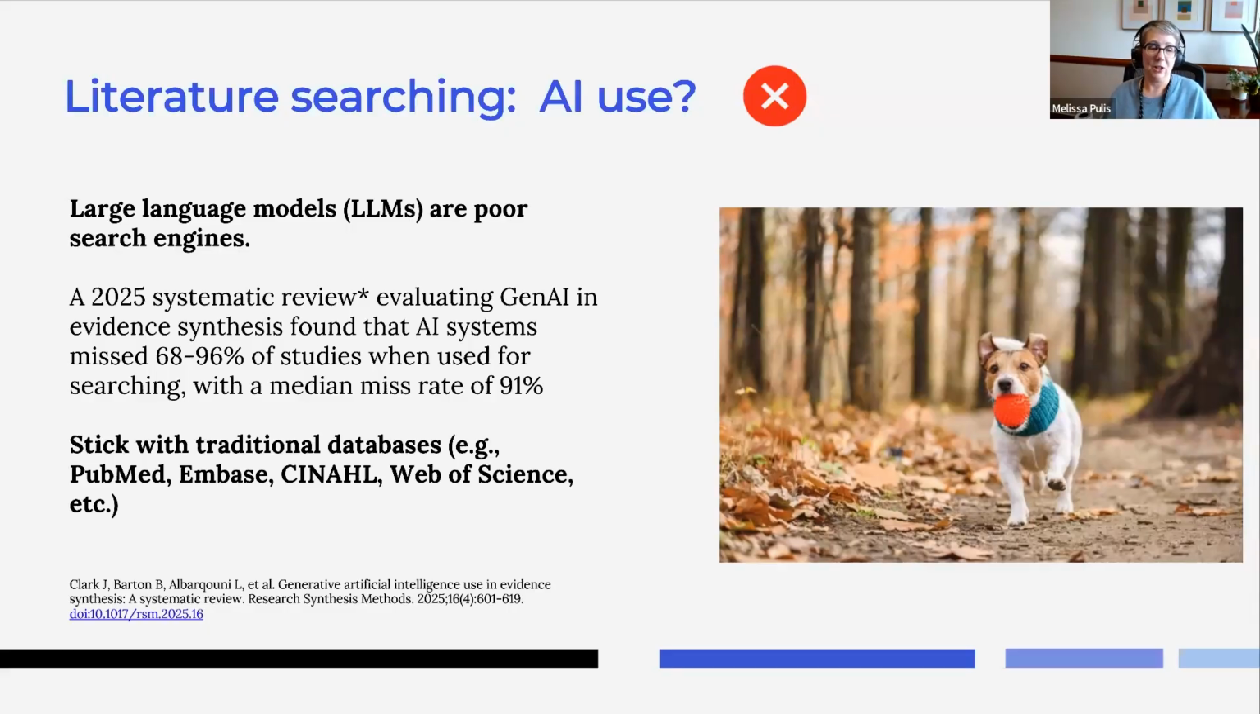So our recommendation is when you're going to look for the literature to include in your review, stick with the traditional databases like PubMed, Embase, CINAHL, or Web of Science, or those type of formal databases.